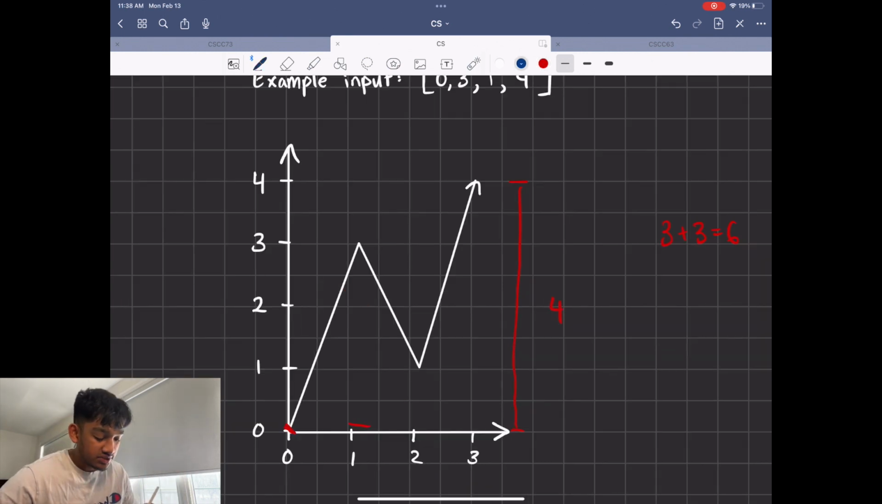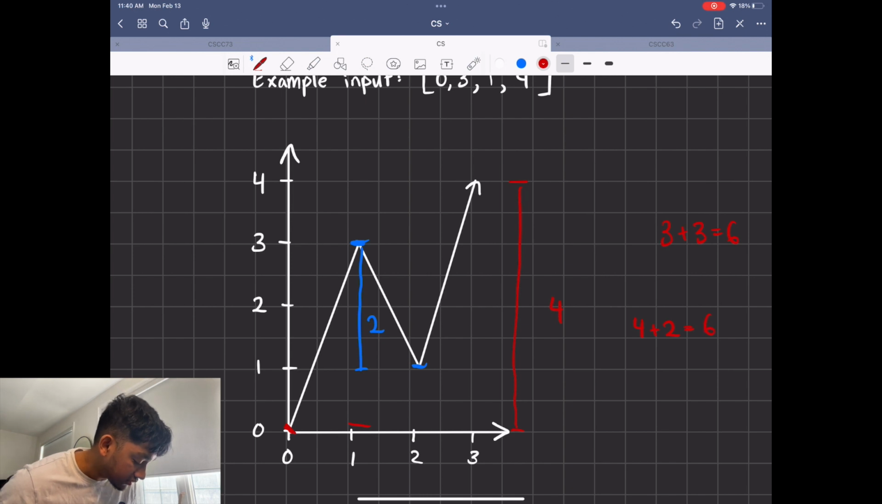The trick is actually to find the biggest loss in that transaction. So it's going to be from here to here, and you can see the biggest loss is 2. So the biggest profit you can get in at most 2 transactions is taking the biggest profit you can get in 1 transaction and then adding the loss inside that. So 4 plus 2 is going to equal 6 also.